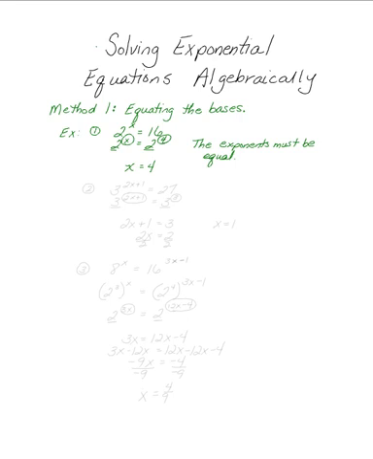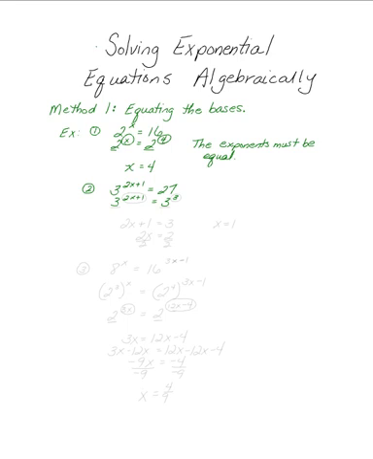Now, let's look at one that's slightly more detailed than this one. So let's look at example 2, where we have 3 to the 2x plus 1 power equal to 27. Once again, we can see that 27 can be written with a base of 3, because 27 is 3 to the 3rd power, because 3 times 3 times 3 is 27.